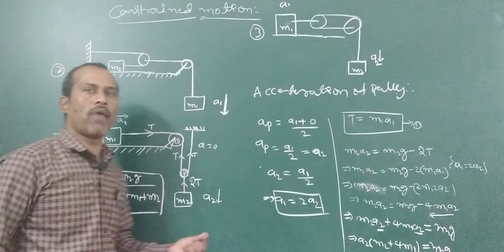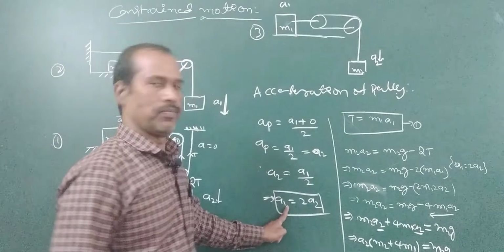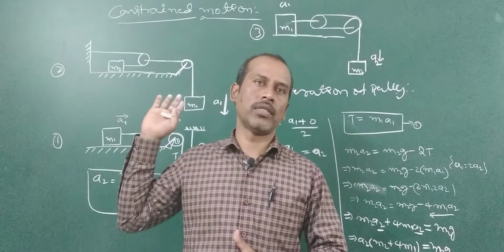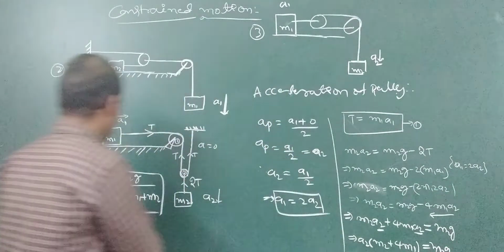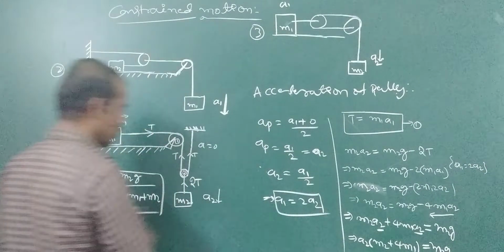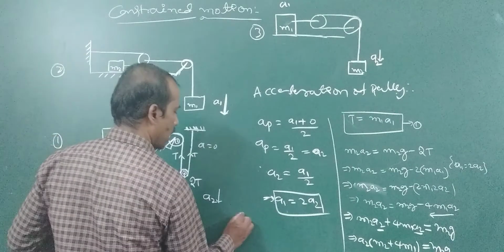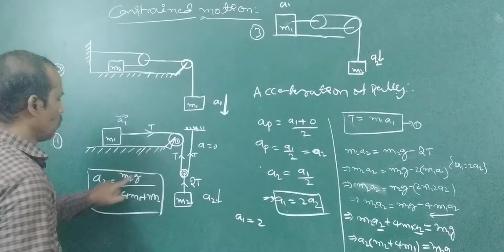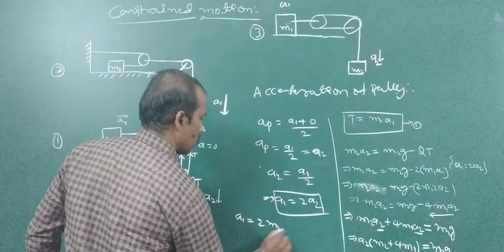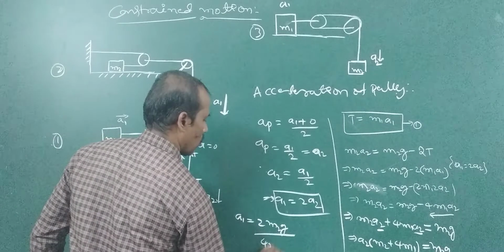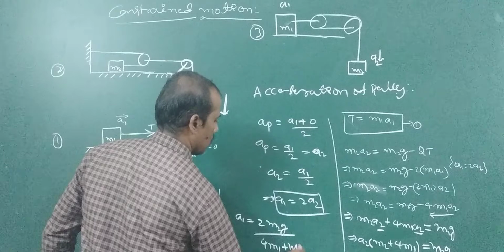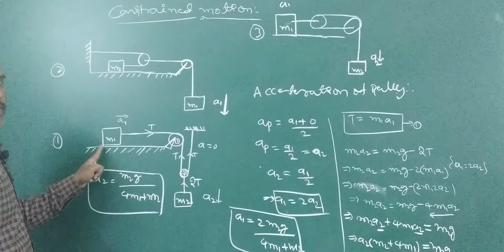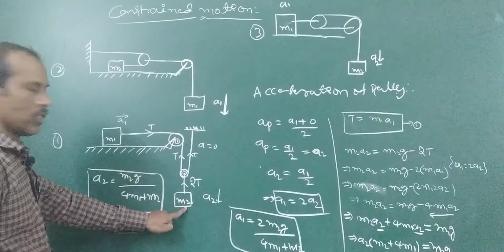Now substituting this value in equation 1, we get the acceleration of the M1 block. Substituting this A2 value, the acceleration of block M1 is equal to 2 into M2G by 4 M1 plus M2. This is the acceleration of block M1, and the previous one is the acceleration of block M2.